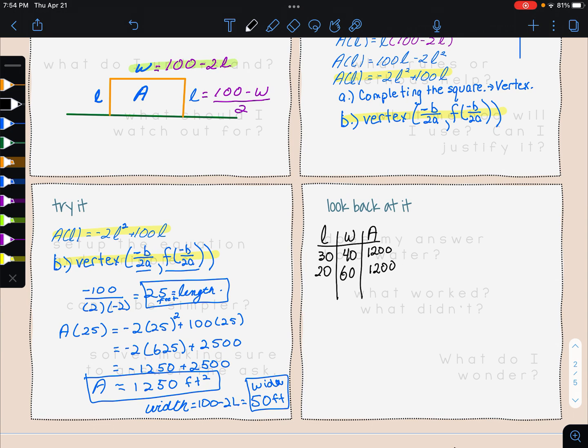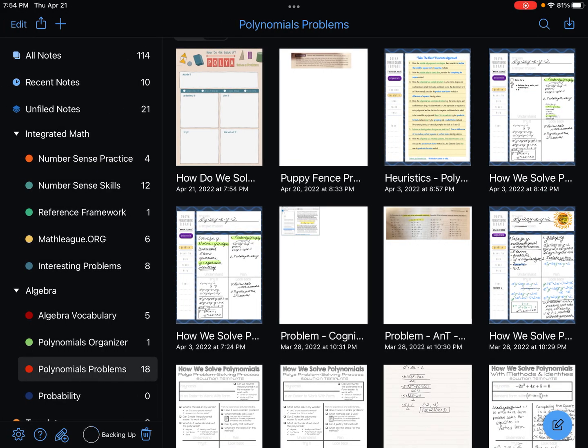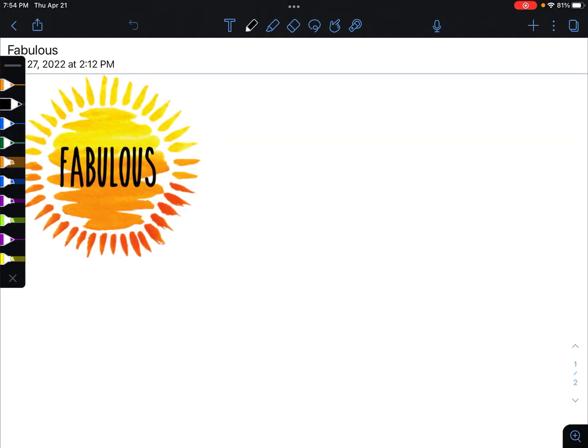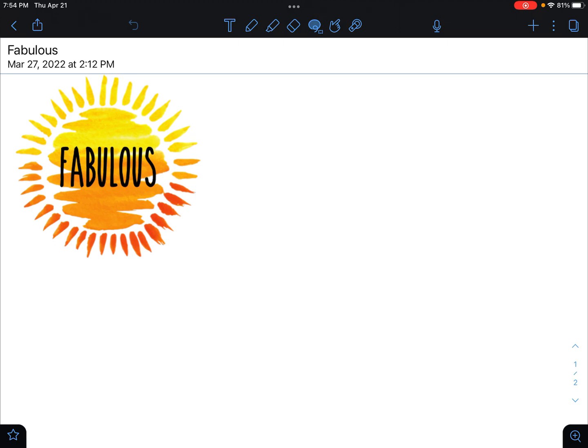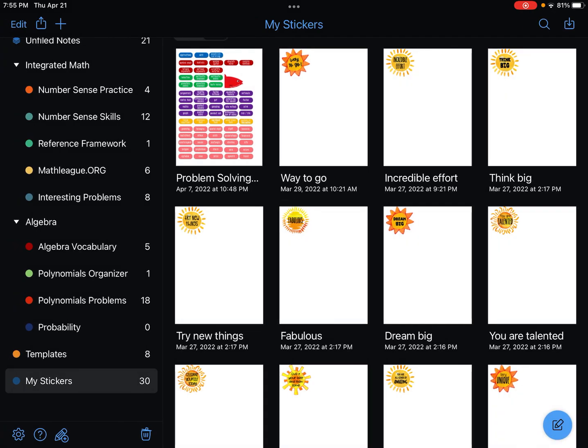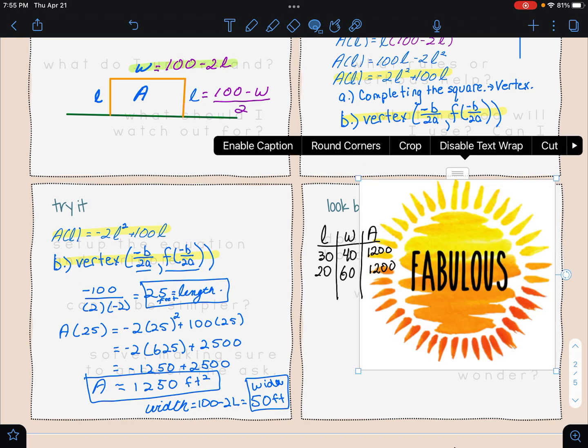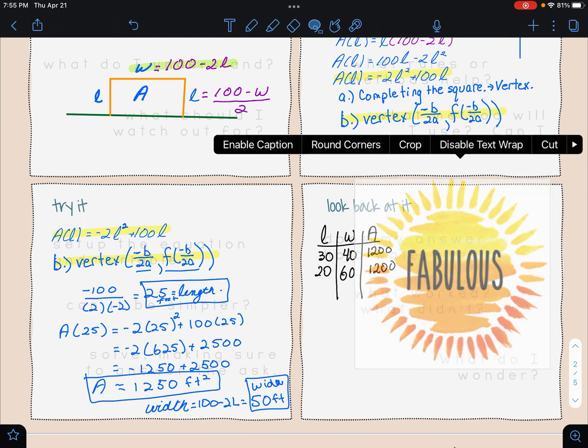So I like my approach. Everything worked nicely, and I would actually go off and give myself one of my stickers to say, great work, that I did fabulous. And these stickers just always make me so happy and keep me remembering that we really have to celebrate all of the hard work that we do. And there we go, paste image.